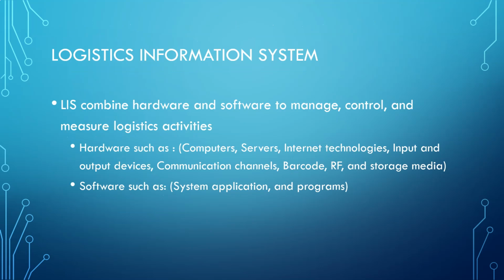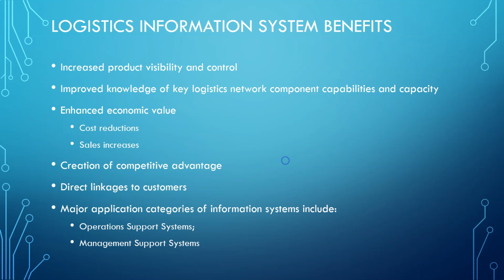The logistical information system combines hardware and software to manage, control, and measure logistical activities. When information flow is managed correctly, that will increase product visibility and control. It will improve knowledge of key logistics network component capabilities and capacity. It will enhance the economic value through reducing costs and increasing sales. It will create a competitive advantage, and it will create a direct link to customers.